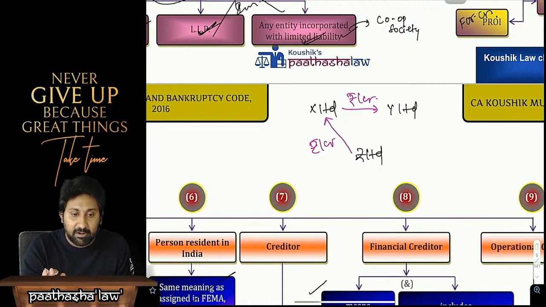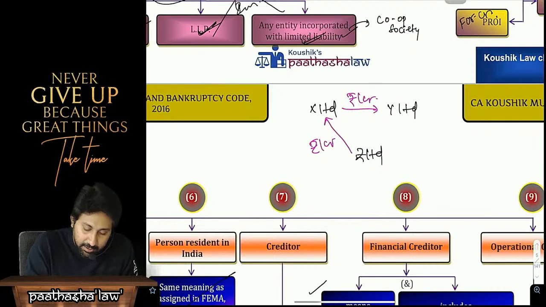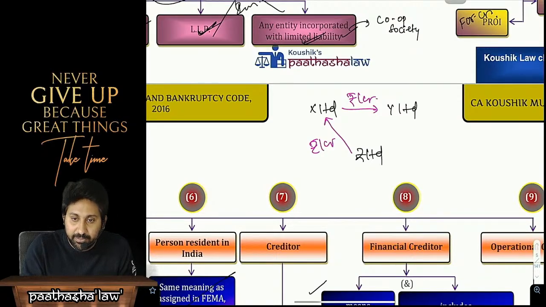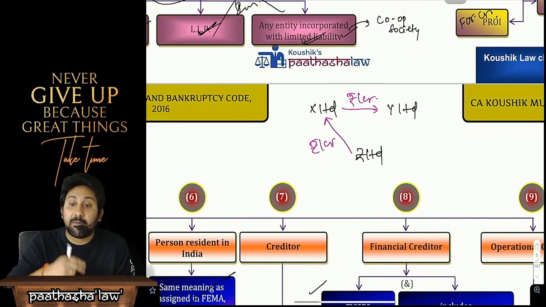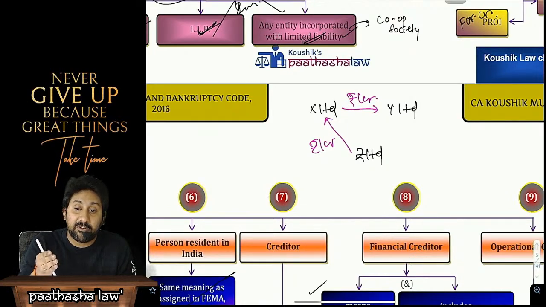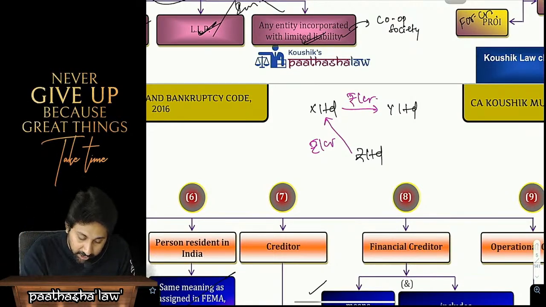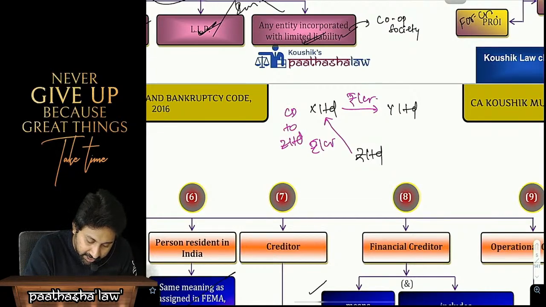Y Limited is owing to X Limited. X Limited is owing to Z Limited. What has X Limited done? X Limited said, Z Limited, you need to get the repayment, or not? I will do one thing. I will transfer my right to recover from Y Limited to you. Originally, X Limited is a corporate debtor to Z Limited, and X Limited is a financial creditor to Y Limited.